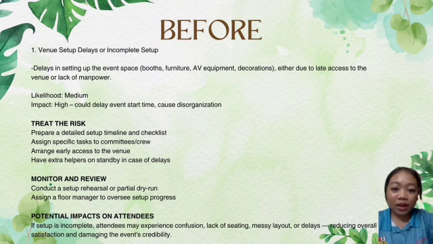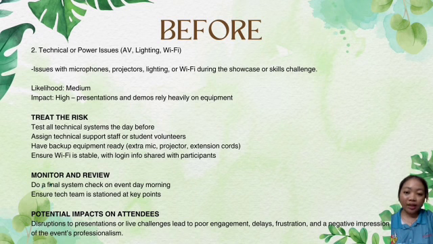So the second risk is technical or power issues, also involving heavy lighting or Wi-Fi. The likelihood is medium, but the impact is high because presentations and demos depend on reliable equipment. To treat this risk, we will test all the systems the day before, assign technical support staff, and prepare backup equipment such as microphones, projector, and extension cords. We will also ensure that Wi-Fi is stable and accessible to all participants.